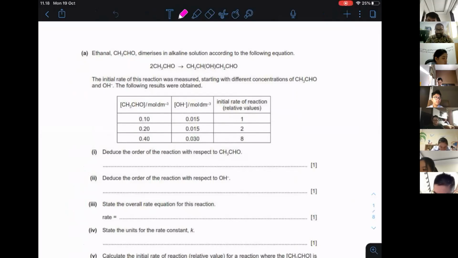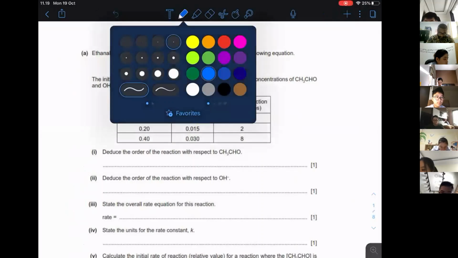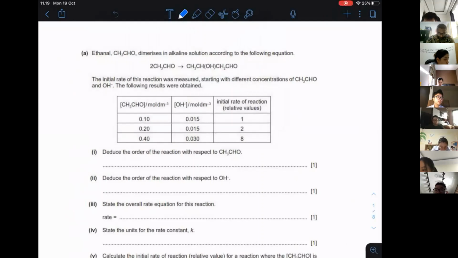Okay, Charlton, what is it? Second order. Louder, Charlton? Second order. Okay, why second order? Can you actually explain to us? When this is double, this is constant, that also doubles. Yeah, that one also doubles. Okay, so this is going to be a first order reaction. Now deduce the order of the reaction with respect to OH minus.